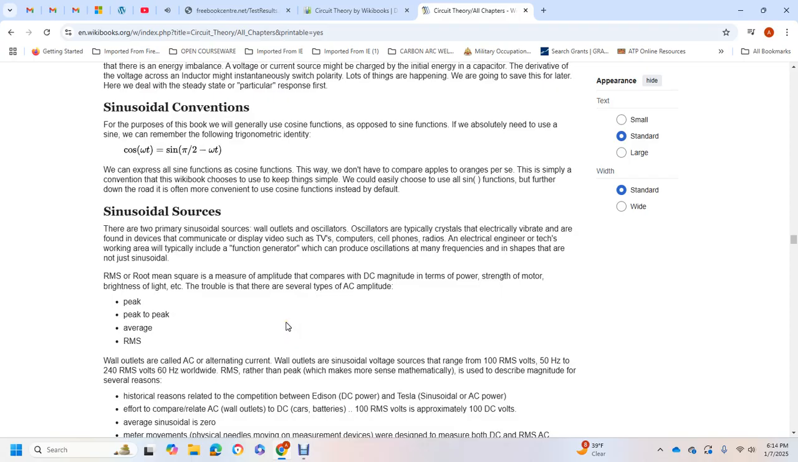Sinusoidal sources. There are two primary sinusoidal sources: outlets and oscillators. Oscillators are typically crystals that vibrate electrically and are found in devices such as TVs, communicators, cell phones, and radios. Electrical engineers working in the area typically use function generators to produce oscillations and waveforms that are not sinusoidal. RMS means root mean square; it measures the amplitude of the AC compared with DC, relating to power, motor strength, and the brightness of light. The trouble is choosing the type of AC amplitude: peak, peak to peak, average, or root mean square.